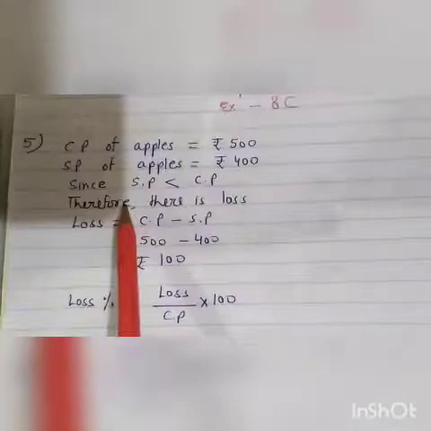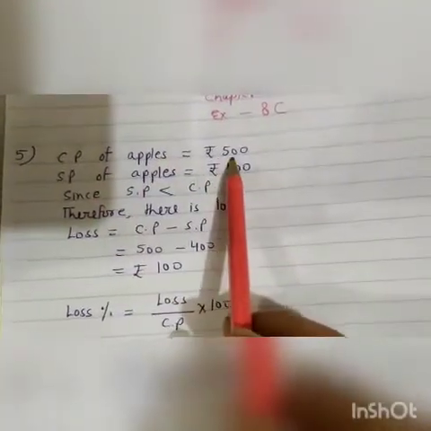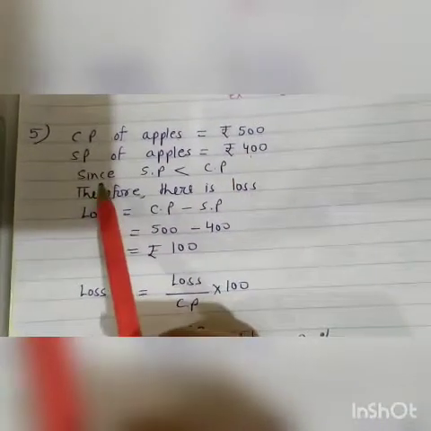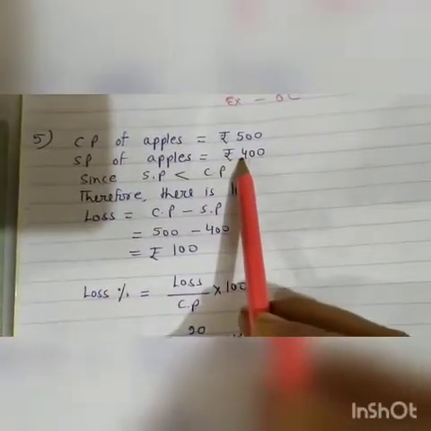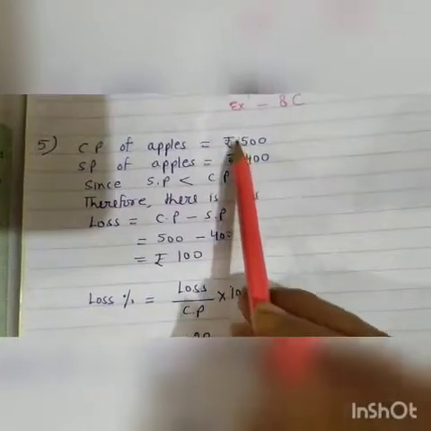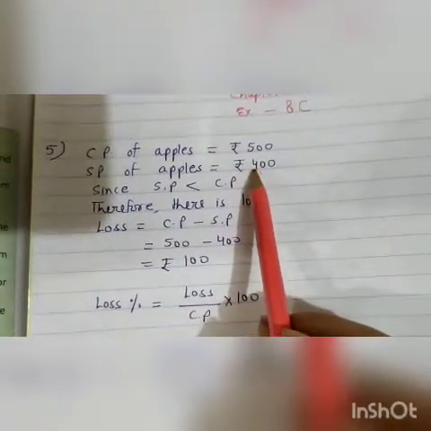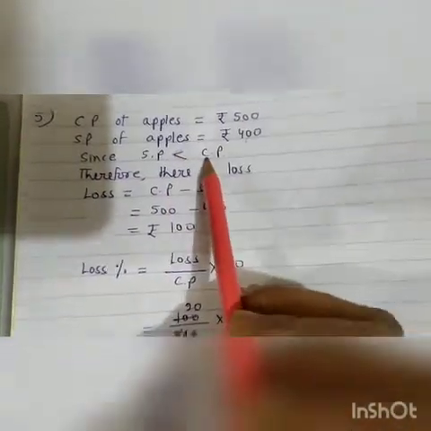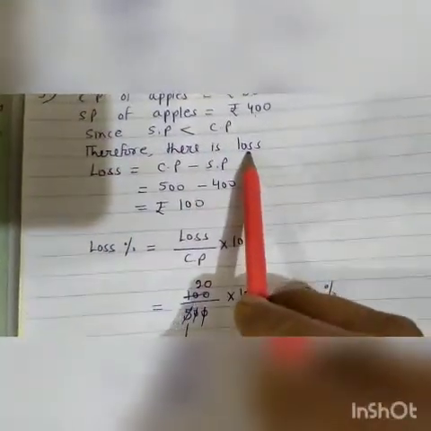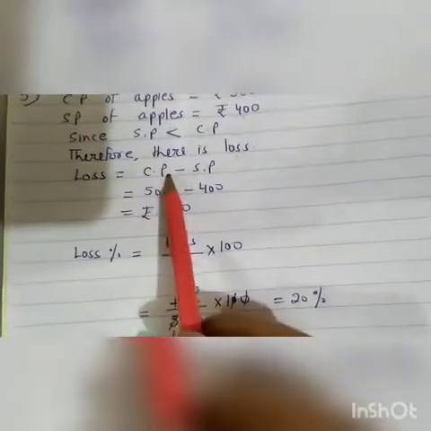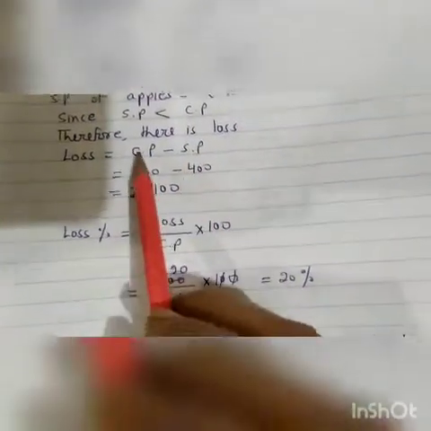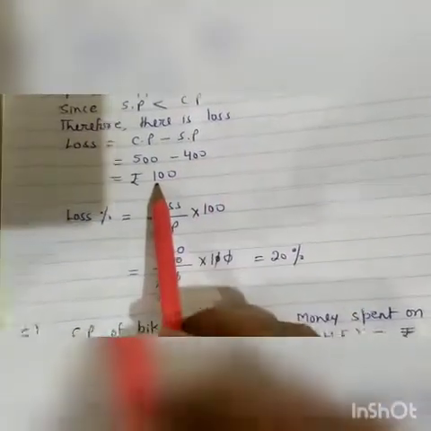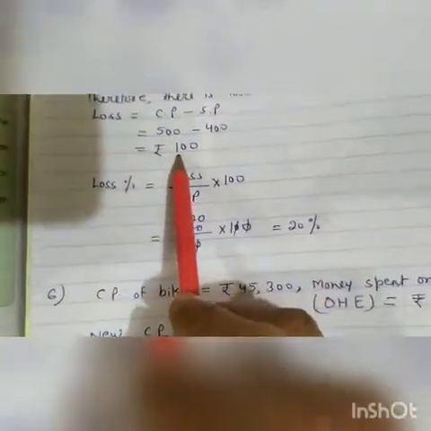So see here, cost price of apples is equal to 500 rupees. Selling price of apples is 400 rupees. Since here we see whether selling price is more or less than cost price, it is less. Selling price of apples is less than the cost price. Therefore, there is loss. Loss is equal to cost price minus selling price. Cost price 500, selling price 400. 500 minus 400 is 100. 100 रुपीज का loss हुआ उसको.